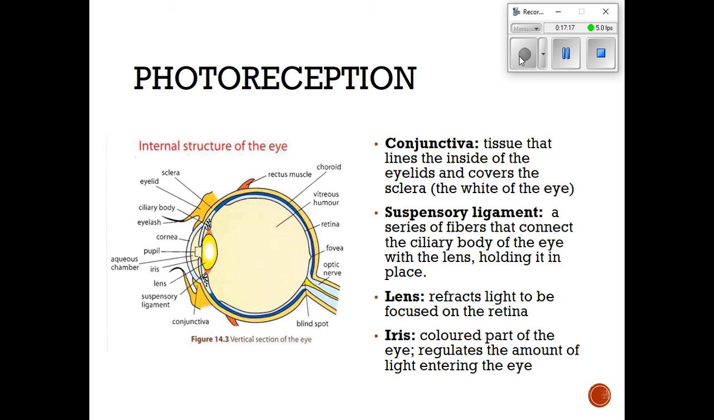The lens is really firm. It's certainly not made out of the same stuff as the lenses of a pair of glasses, but it has the same function, and its firmness is not as hard as that, but still quite firm. It refracts light, which means it bends it to be focused on the retina, which we'll see in a few slides is at the back of the eye.